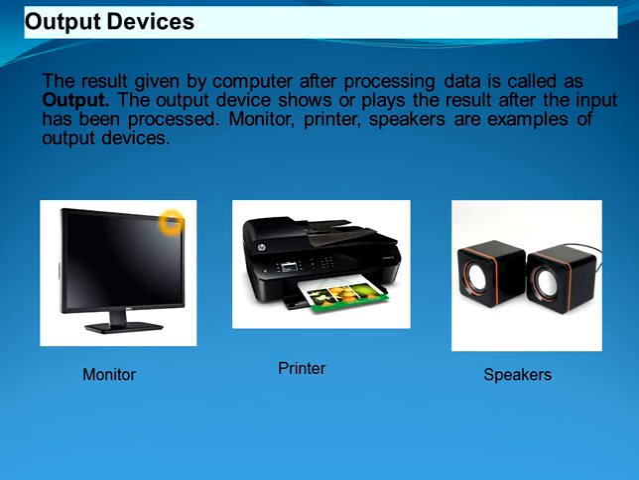Output devices. The result given by computer after processing data is called output. The output device shows or plays the result after the input has been processed. Monitor, printer, speaker, all these are examples of output devices.